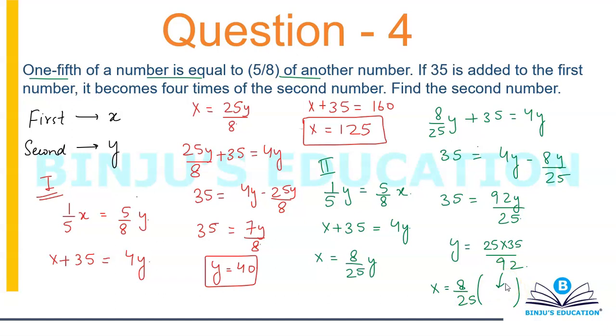Okay, now the question is find the second number. Now if this question were to come in GRE specifically, because you have multiple options, it may happen you will have 40 as well as 25 into 35 by 92 also. So you'll have to mark both of them. If you simply mark 40, then it will be wrong.